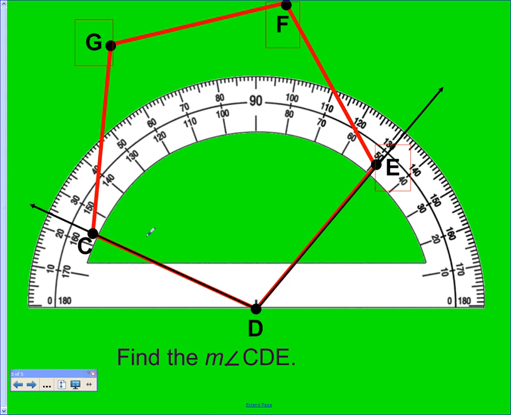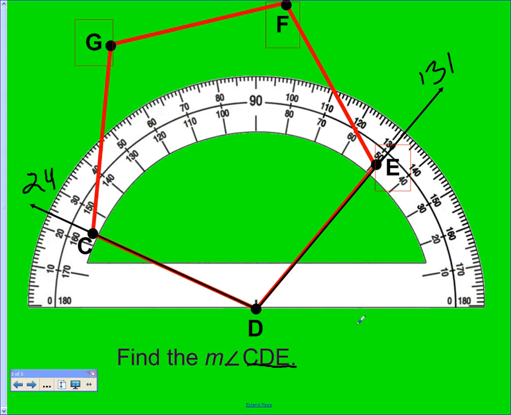Our last one. Okay, this looks all complicated and stuff, but read what it's asking. Measure of angle CDE. So I'm going to ignore everything else that's happening. CD is at 24. And E is at 131.